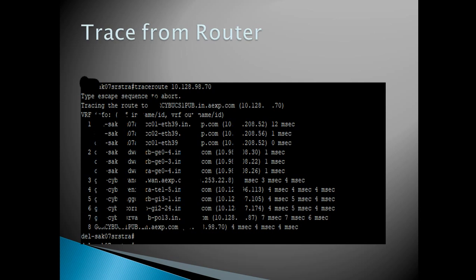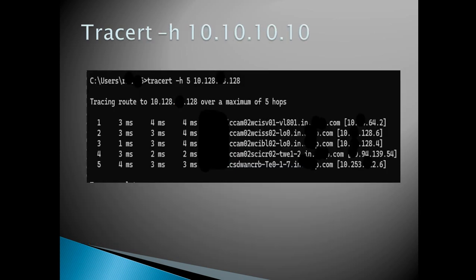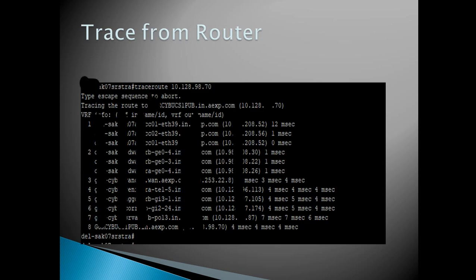And the next is trace from the router. Earlier I was showing you the trace from any of the laptop or desktop machines to the destination IP address. But you can also start a trace from any device, from the router itself. If you log into any router, the command over there is traceroute and then the IP address. You will get the same information like you were getting on the Windows machine, right?